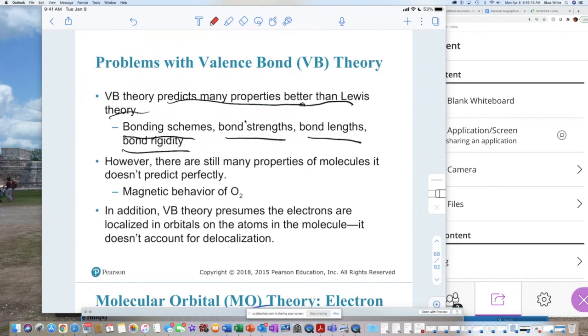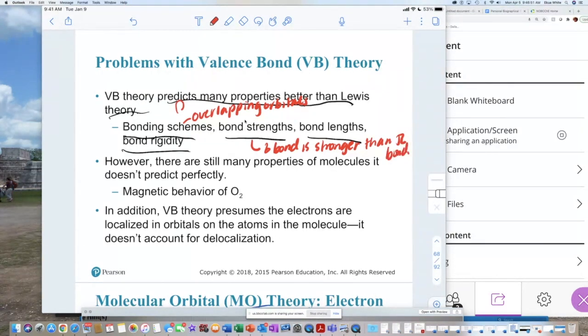So the bonding scheme is the one where, remember, you have the bubbles around and it shows how the orbitals overlap. So this shows us overlapping orbitals. Bond strength shows that a sigma bond is stronger because of how it bonds. The whole head overlaps with the other head, unlike pi.